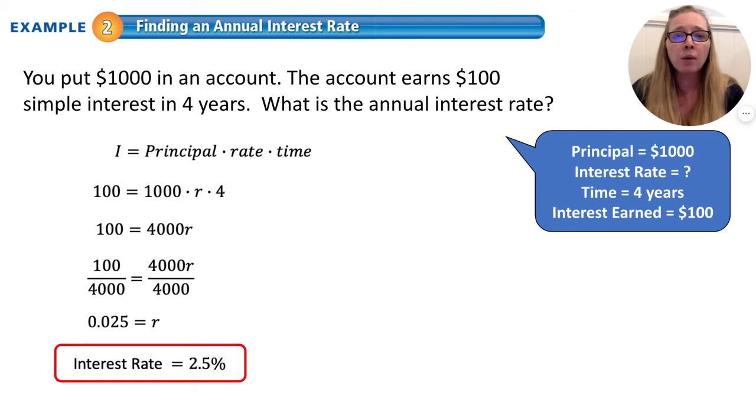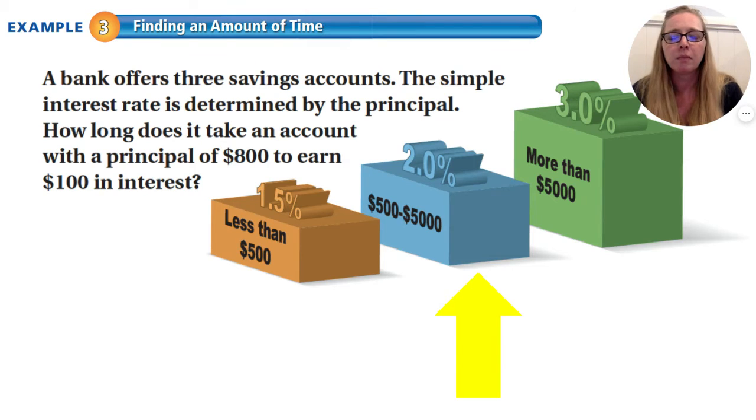Okay. When we get our interest rate as a decimal, we need to make sure we're moving over that decimal 2 places to the right. Our interest rate is 2.5%, so 2.5%. Example 3, finding the amount of time.